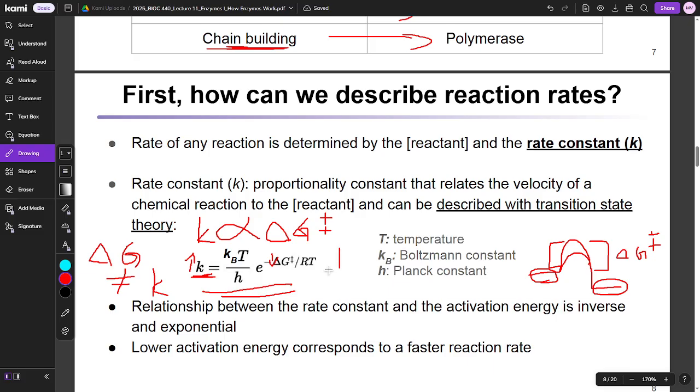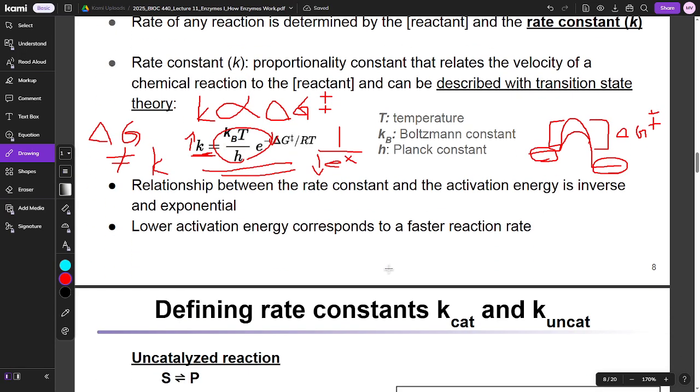So 1 over e to the power of whatever X is. And if I make X smaller, it becomes a smaller number in the denominator, and 1 divided by this number times this term here is a bigger number. But I would just say know that K and delta G are not the same, because they will ask about that. So, lower activation energy, faster reaction.